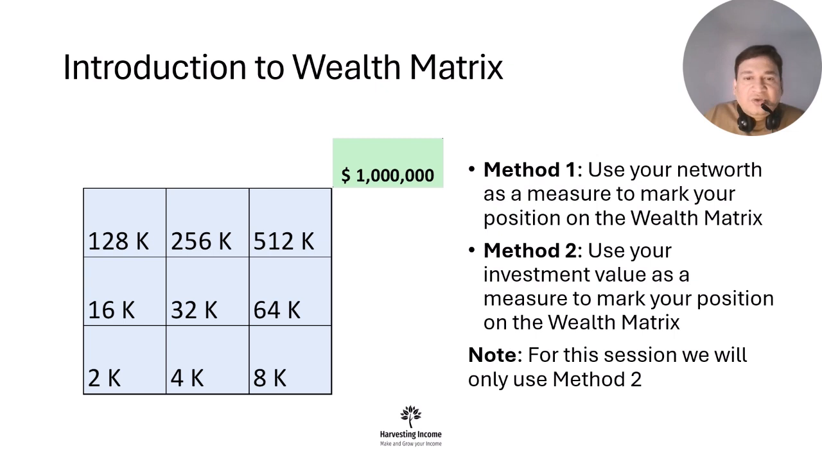In method two, you are using the investment value as a measure to mark your position on the matrix. Let's say you have an account with Robinhood or any brokerage firm where you have your investment account, and in that account you have $50,000. In that case, $50,000 is above 32K and below 64K. So you are in the 32K box right now, and you are heading towards the 64K milestone. That is how you use the matrix.